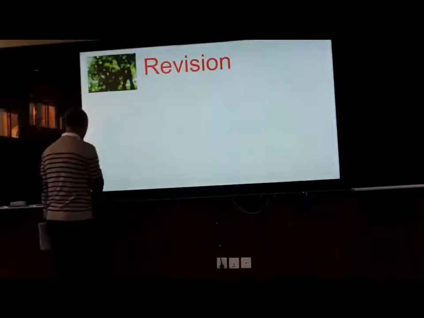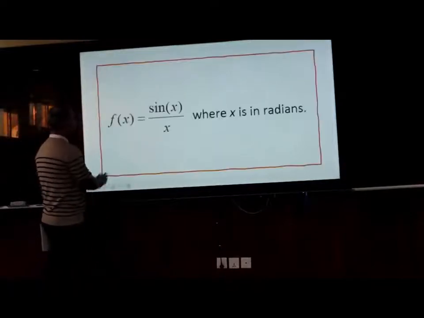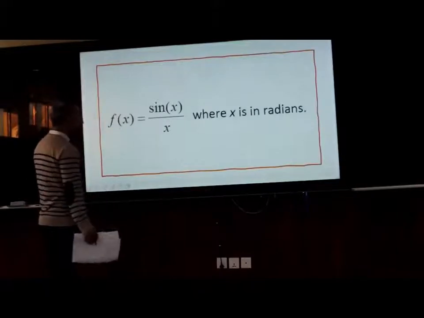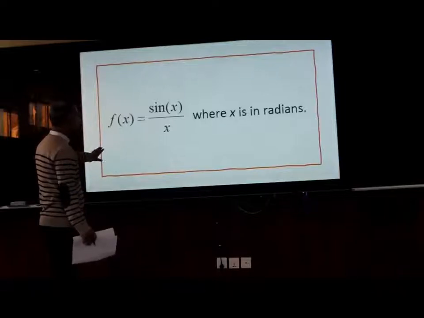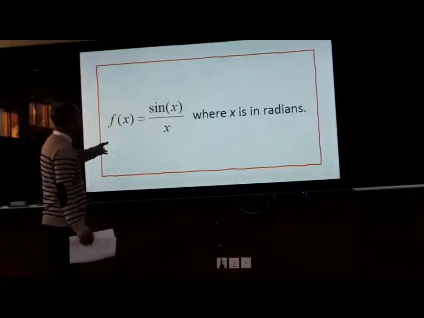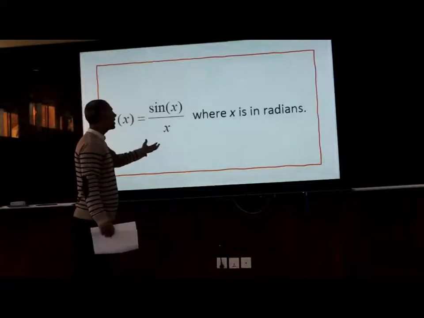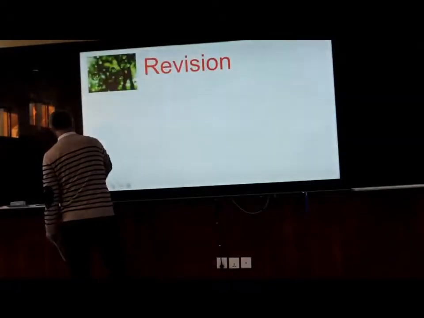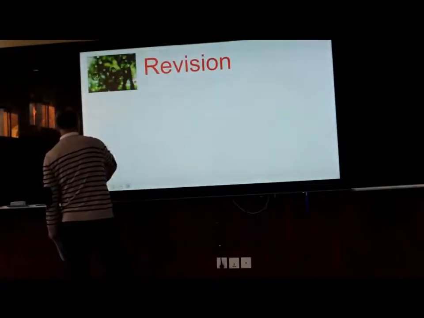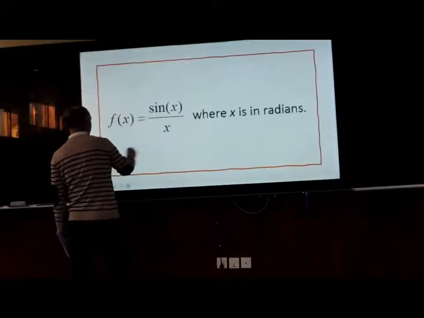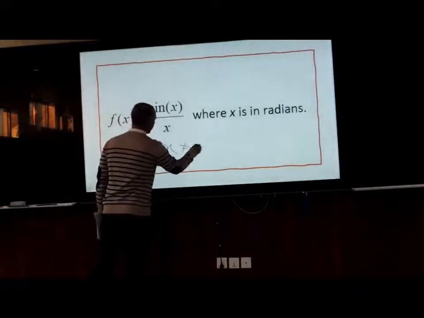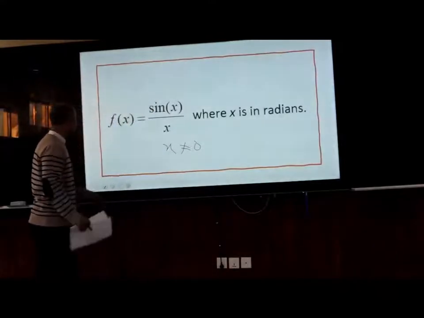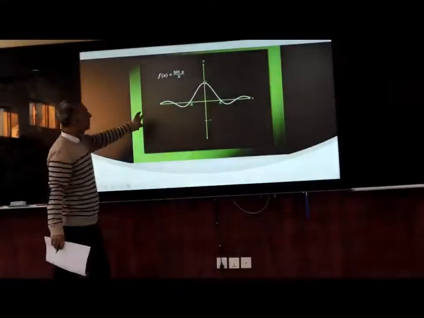Let's see this function. I already explained it in the last lecture. So the graph of this function, while we are observing random values of x, where x should not be equal to 0, will look like this.